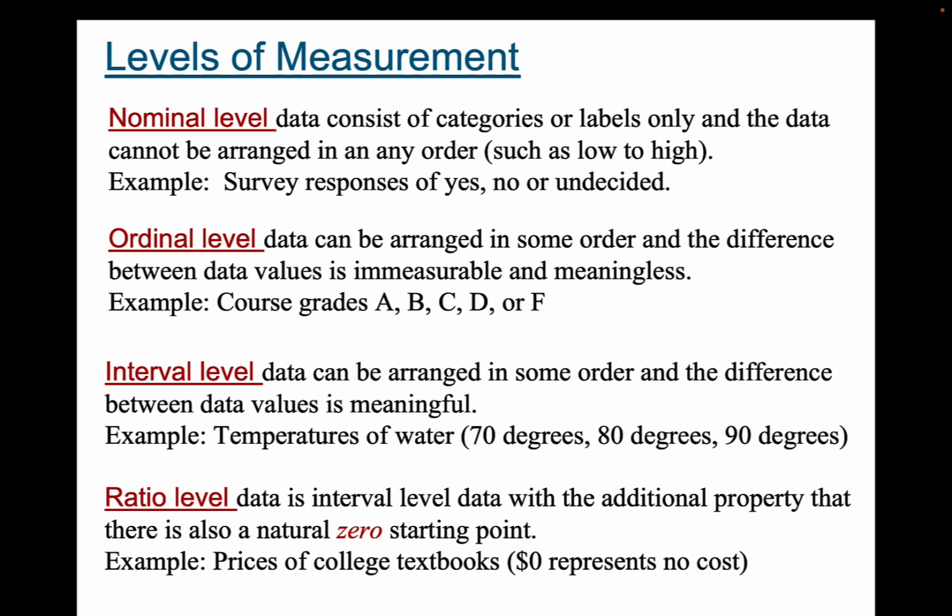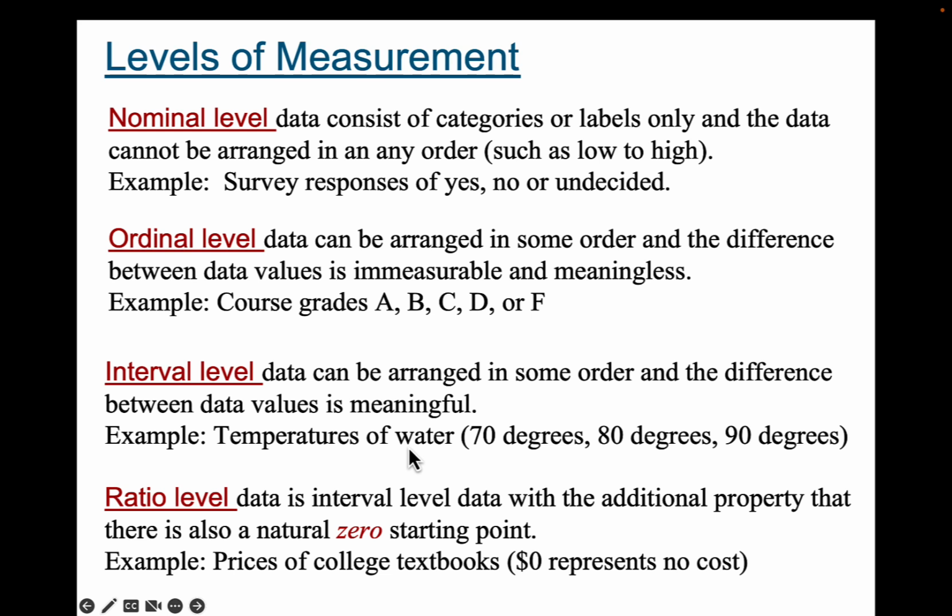And the last level is called the ratio level. That's when your data has made it to the interval level, okay? But then it has this additional property that there is a natural zero starting point to it. So one example would be like the prices of college textbooks. If you're in a class that gives you the textbook for free, that would start at $0. So that would represent no cost. Okay. This one can be a little tricky. Just think about if 0 is a natural starting point and if 0 represents none of those particular units, then you know you have ratio level.